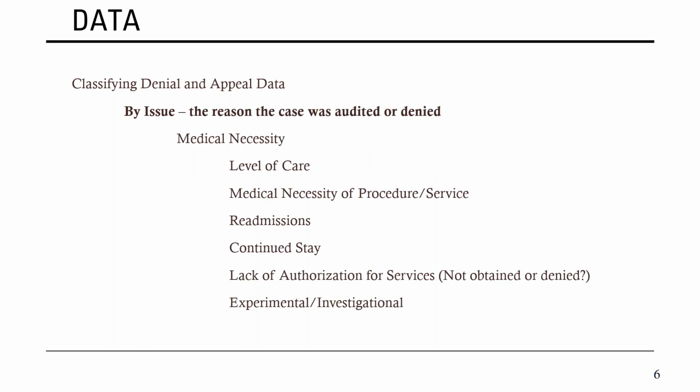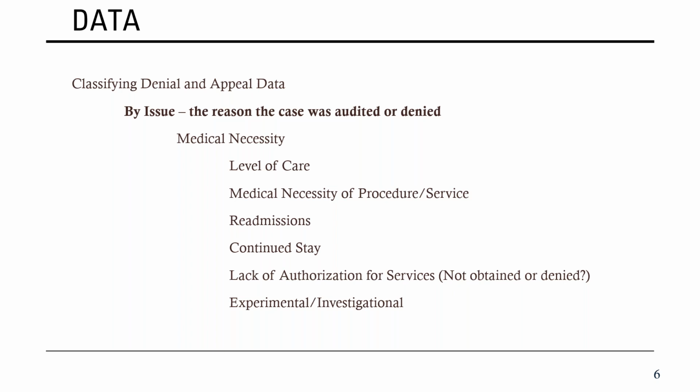The next thing I want you to think about is classifying your denial data and appeal data by issue. The issue is the reason that the case was audited by that payer or was denied by that payer. So why did that payer choose that particular case to audit, and why did they deny it? It could be for the same reason they audited it.